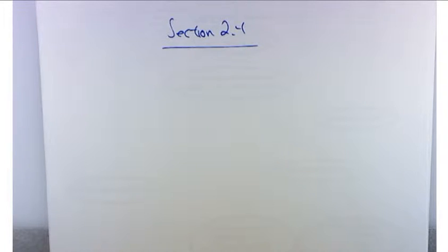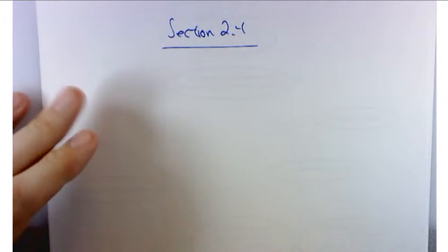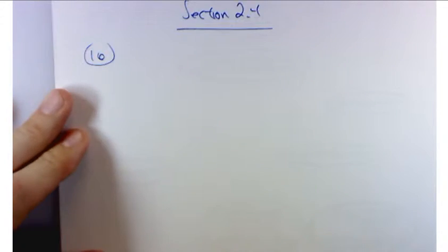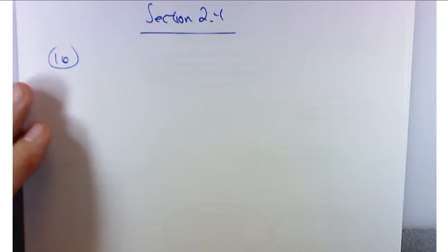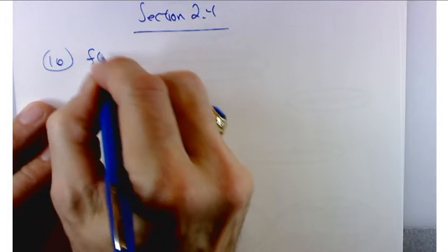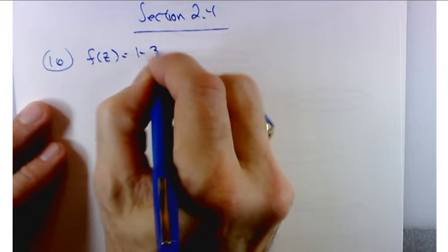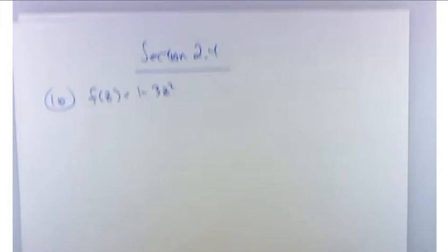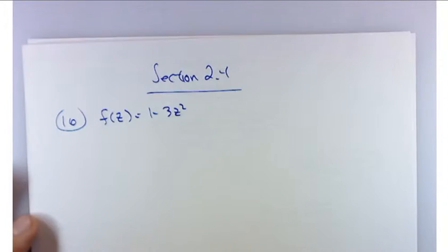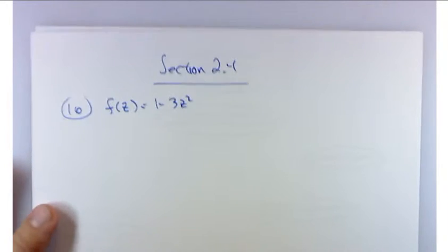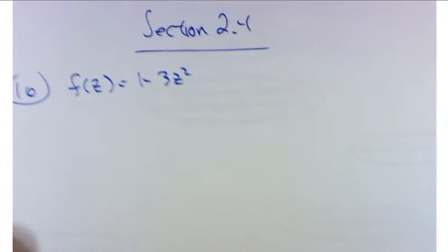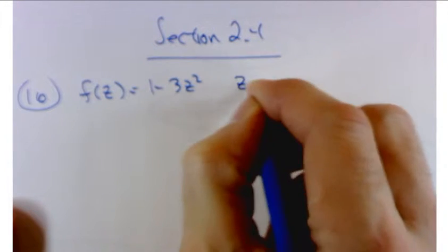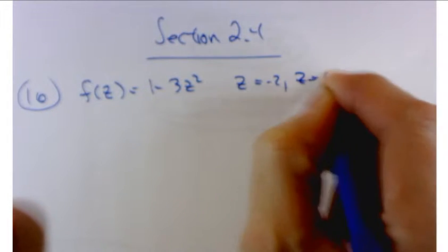Let's start with problem number 16. There's a couple ways you can do this. Problem 16 gives us this function, f of z equals 1 minus 3z squared, and they want us to find the average rate of change between z equals negative 2 and z equals 0. And they give that to you.